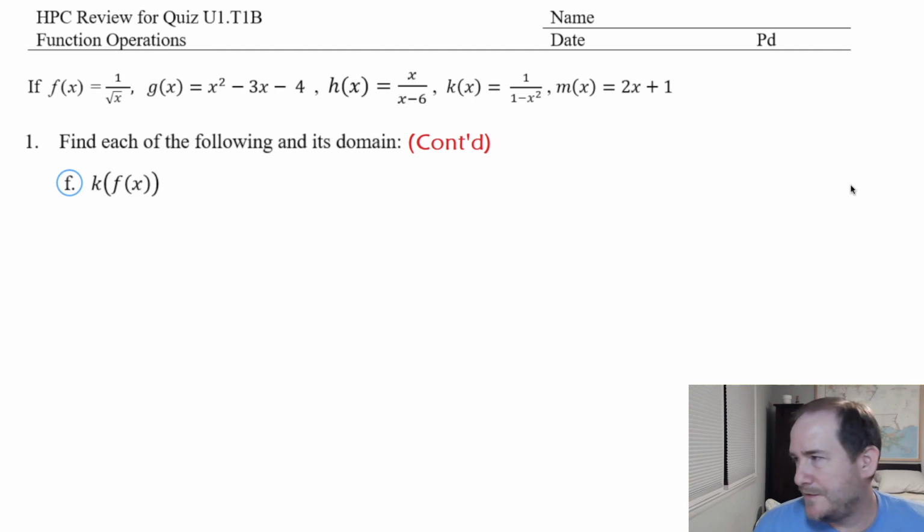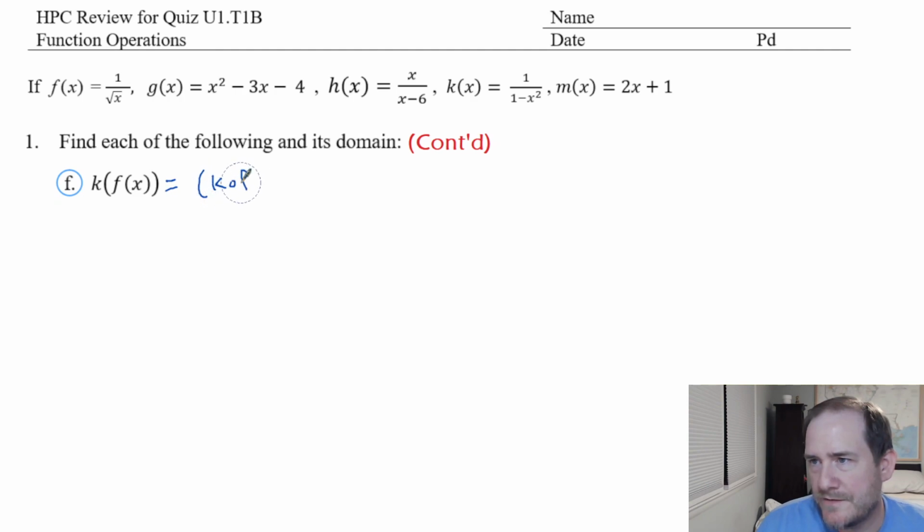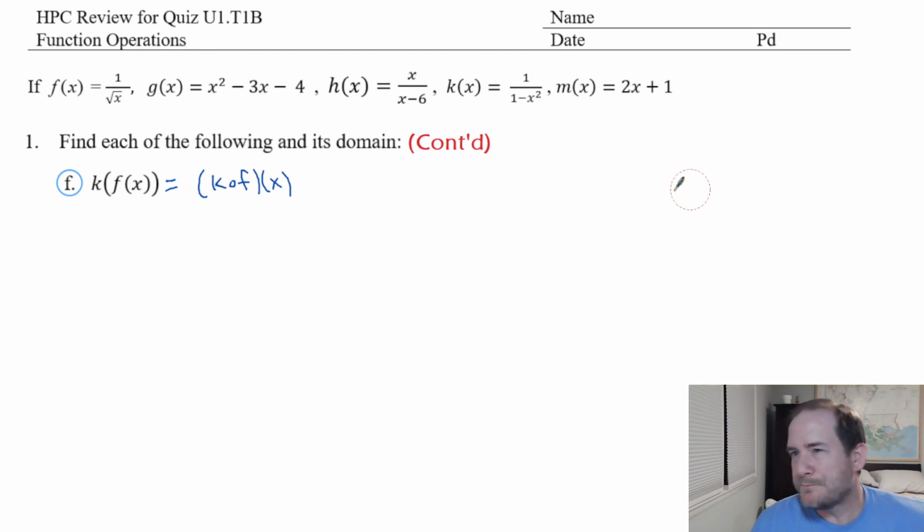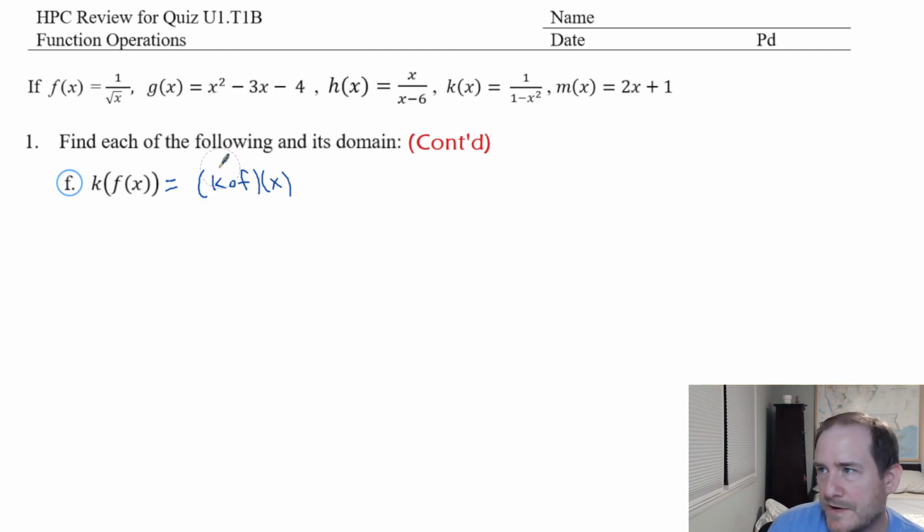All right, so F is K of F of X. So again, using that notation we've been using, this would be K composed with F of X, whichever notation you want to use. This means we're taking function F, meaning this rational with a radical, and we're cramming it into function K, which is this rational with a quadratic. So this is another one that seems like it's going to be a hot mess.